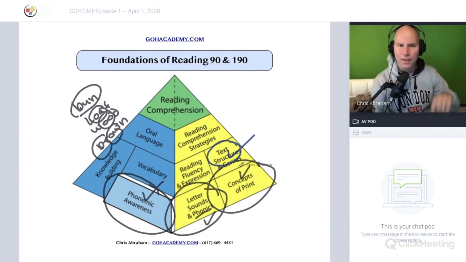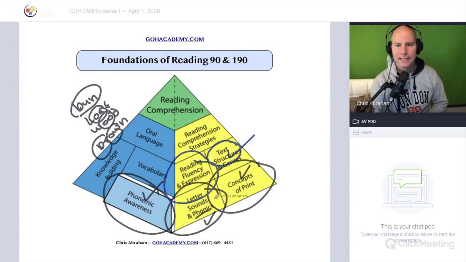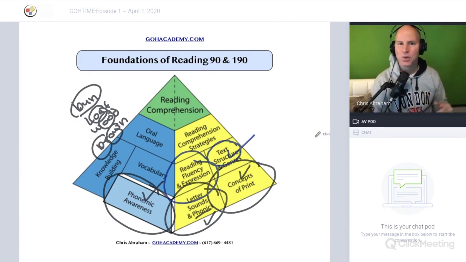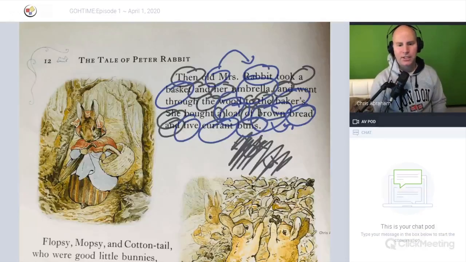Fiction. Fiction is the one that's not real. What about fluency? Well, we said fluency has to do with the child's ability to read with speed, accuracy, and expression. So if we saw a child reading this, I'll go to the next page here, and we saw that the child struggled with fluency, okay?